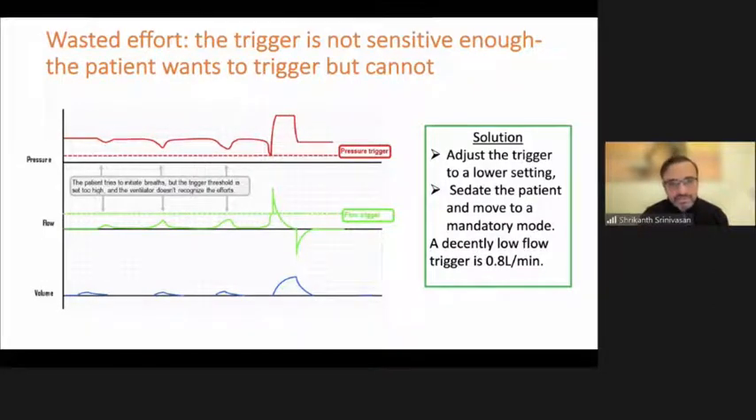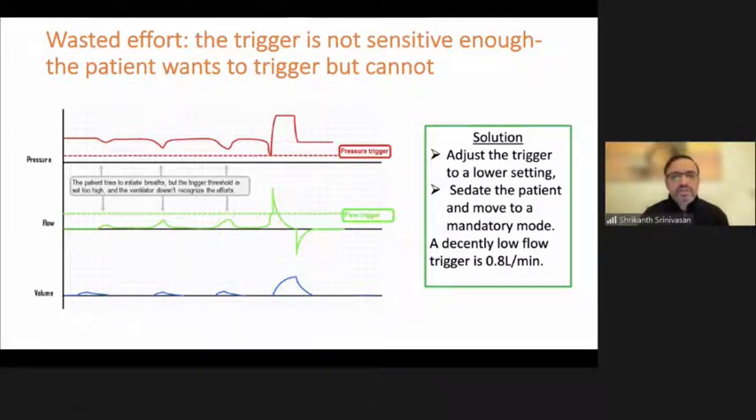If it persists, and the patient continues to have these triggering efforts but they are too weak, probably the requirement or the drive of the patient is too high. And based on the circumstances and the condition of the patient, if your ventilatory settings are appropriate, the minute ventilation is matched, and still the patient continues to have these kinds of triggers, then probably the drive is too high. We can simply sedate the patient and move on to a mandatory mode rather than an assist control kind of mode. Sedate and paralyze effectively.